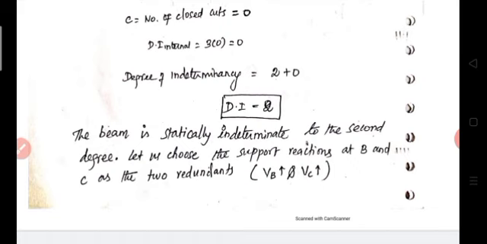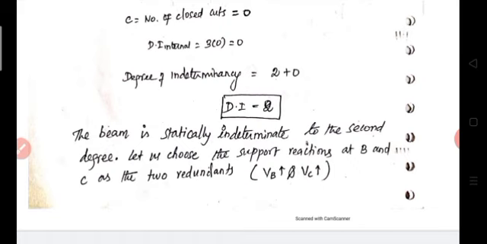So we have determined the degree of indeterminacy. Then we have to select the redundants. Out of 4 reactions, totally 4 reactions are available. With 2 equilibrium equations available, 2 of the 4 reactions are determined from the equilibrium equations, and the other 2 are determined from additional compatibility equations.